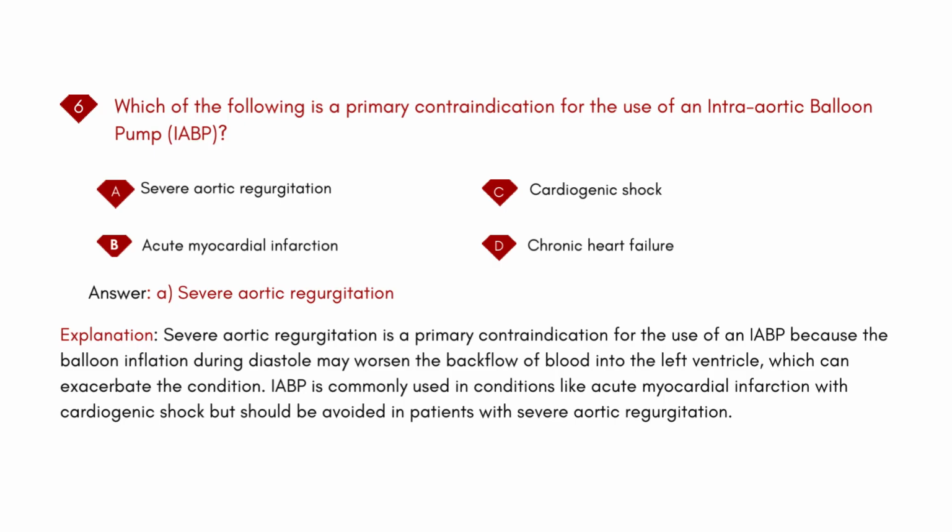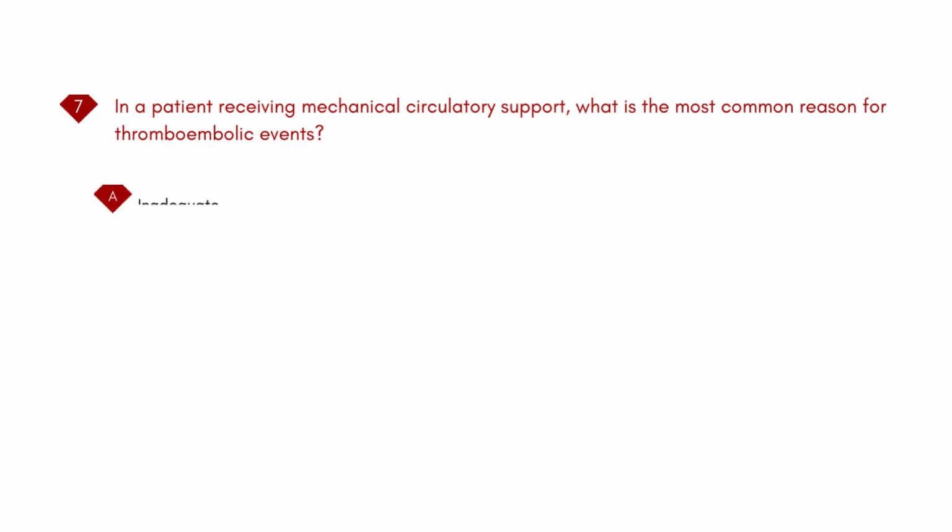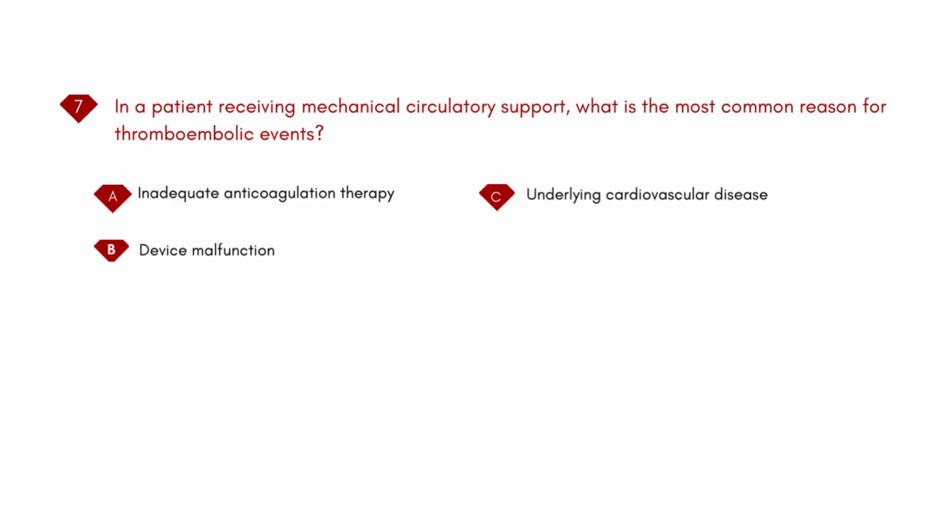In a patient receiving mechanical circulatory support, what is the most common reason for thromboembolic events? A. Inadequate anticoagulation therapy. B. Device malfunction. C. Underlying cardiovascular disease. D. Infection of the device. Answer: A. Inadequate anticoagulation therapy.